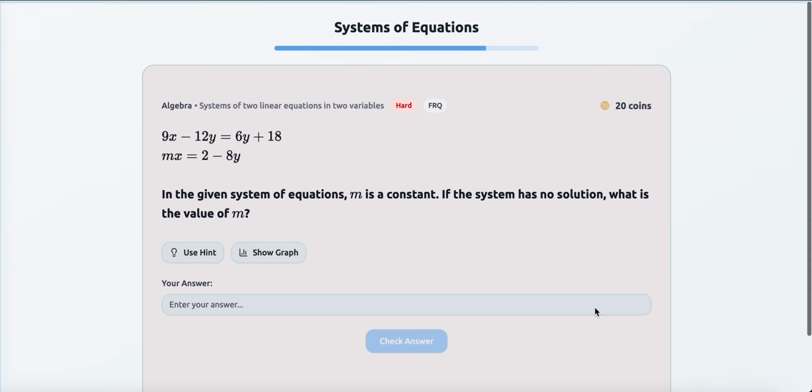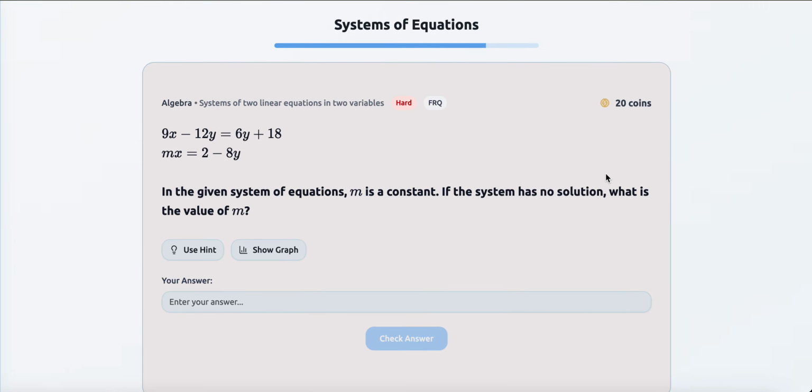Okay. This one says, in the given system of equations, m is a constant. If the system has no solution, what is the value of m? So I would say in this case, it's not one that we can necessarily solve using Desmos. I think it would be better to solve this one algebraically. And the way that we're going to solve this is, let me write down the equations. We have 9x minus 12y is equal to 6y plus 18, and mx equals 2 minus 8y.